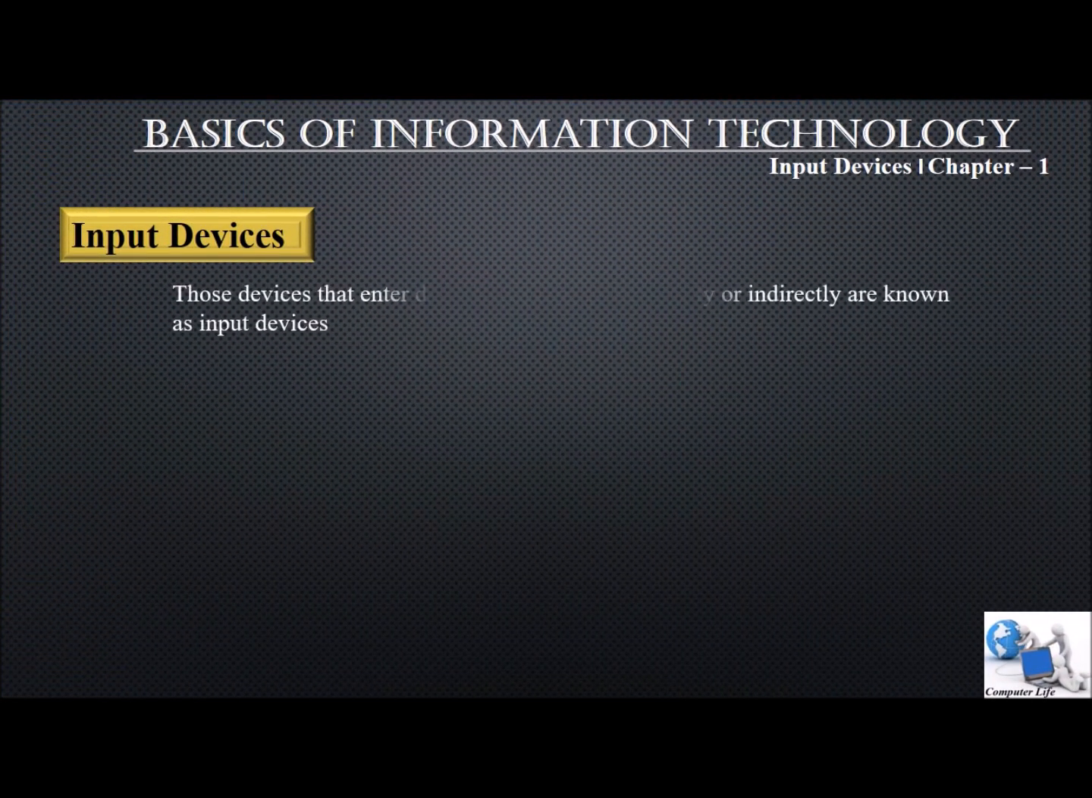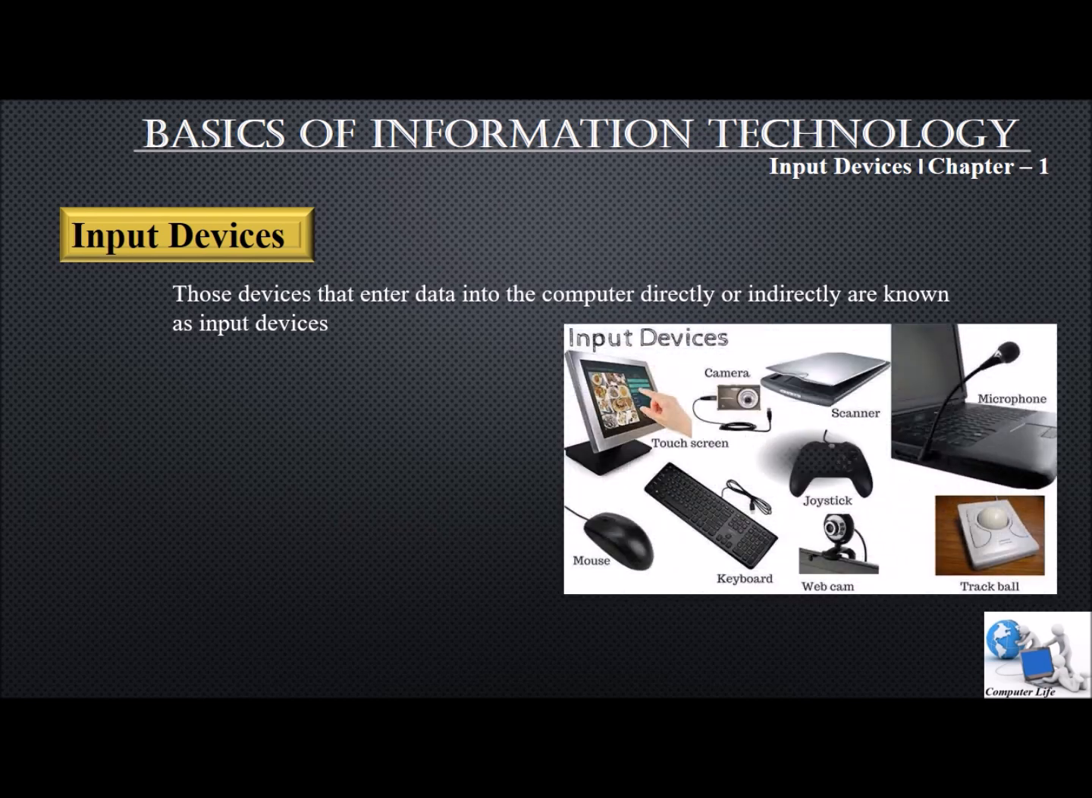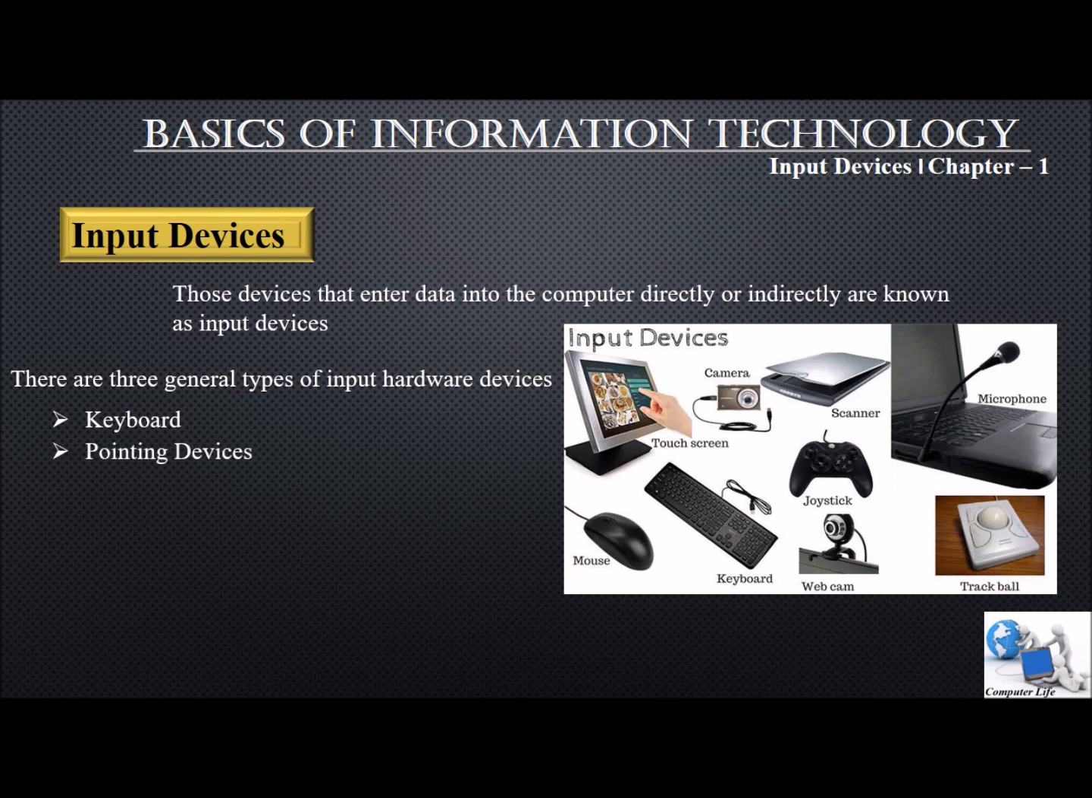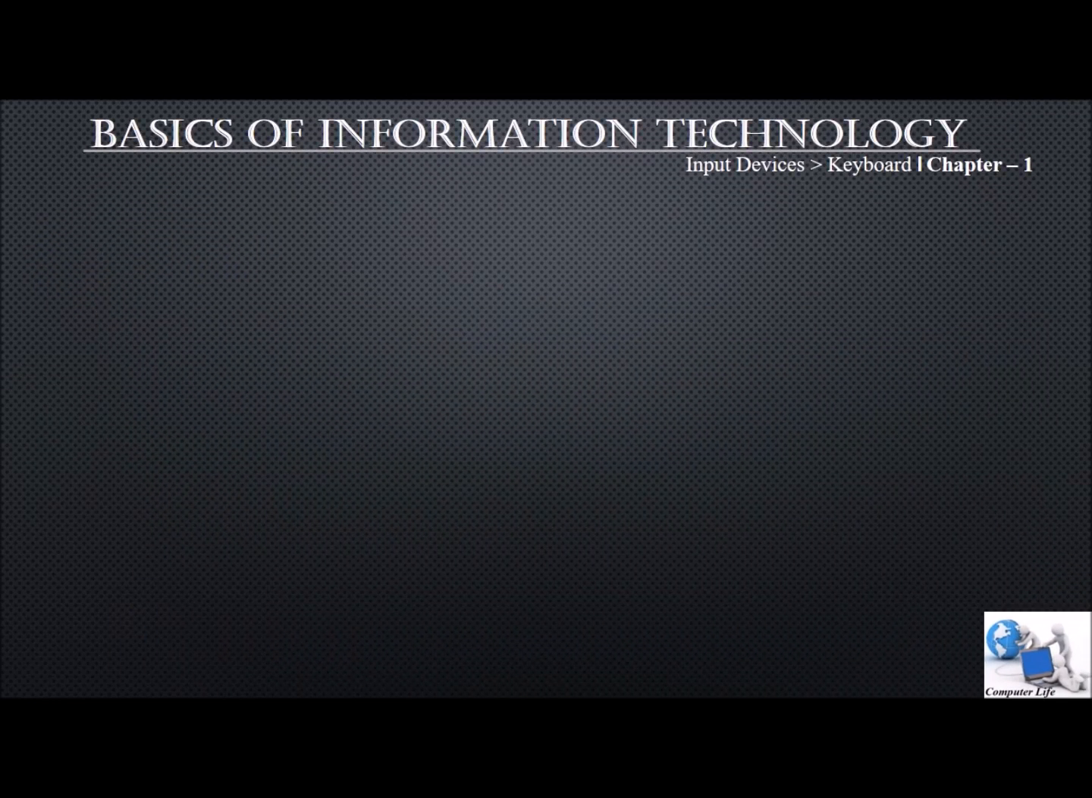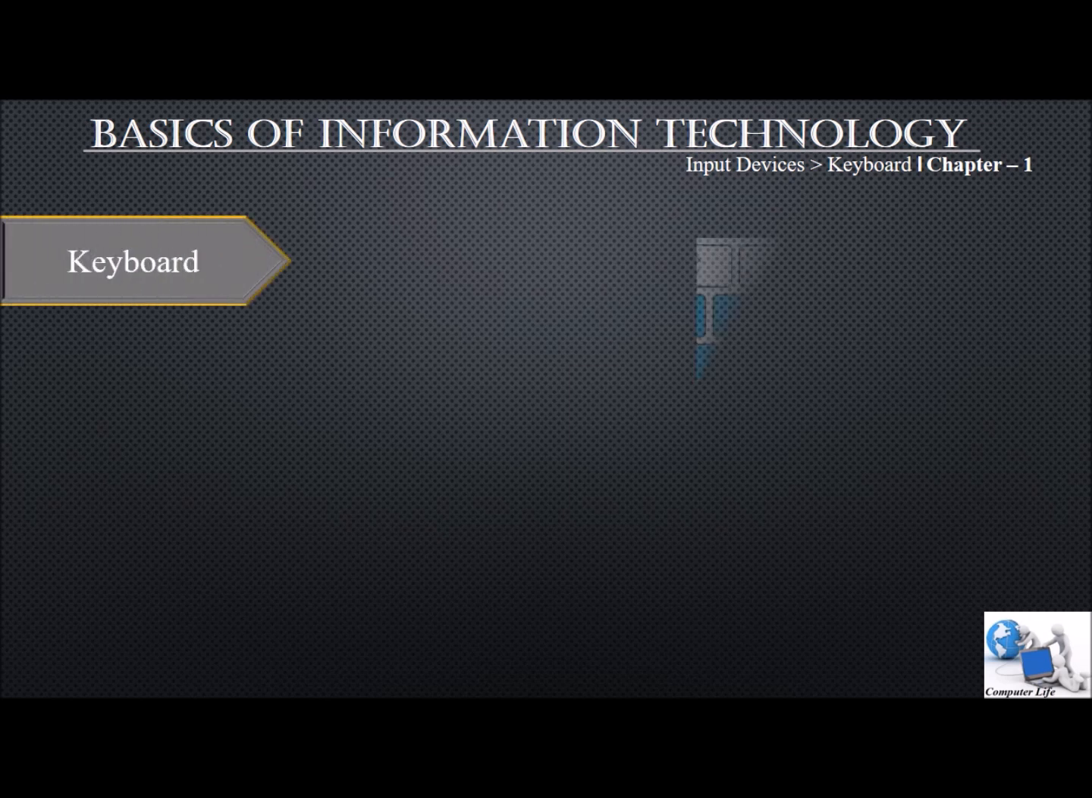Input devices. These devices enter data into the computer system directly or indirectly. A few of the devices are shown in the picture. Generally, there are three types of input devices. Number 1, keyboard, and the next is pointing devices, and in the last, source data entry devices. Now we will discuss all the input devices one by one. The first one is keyboard.